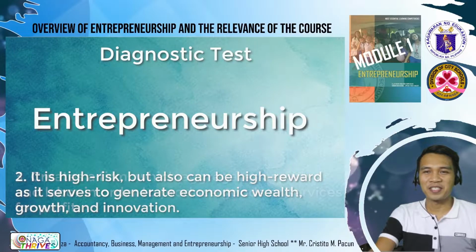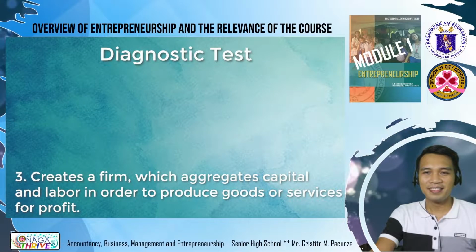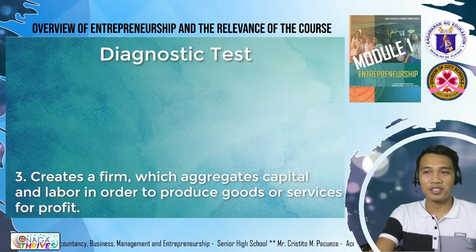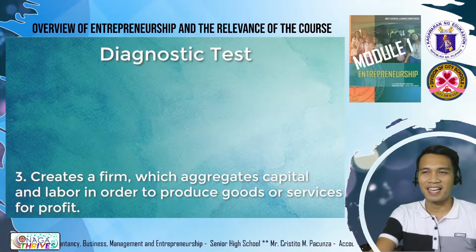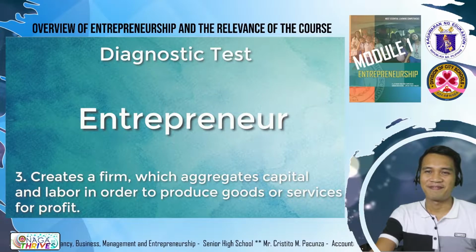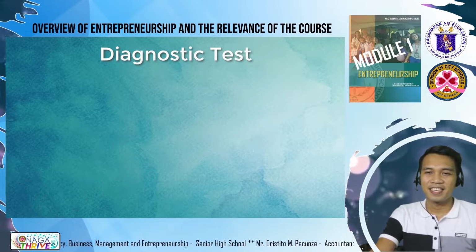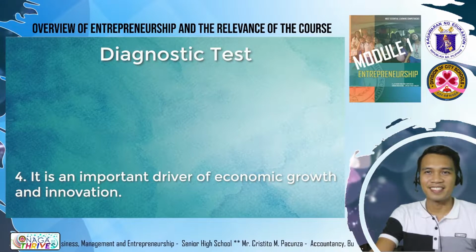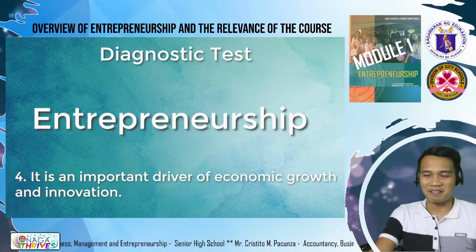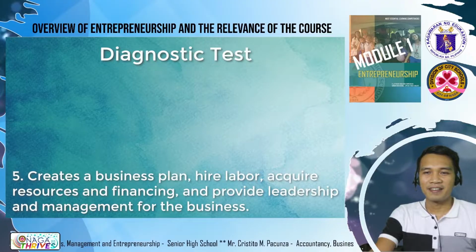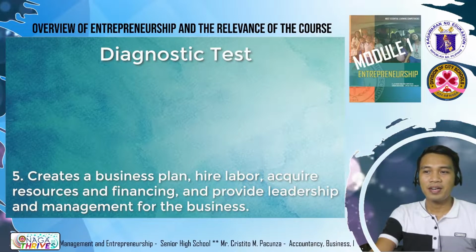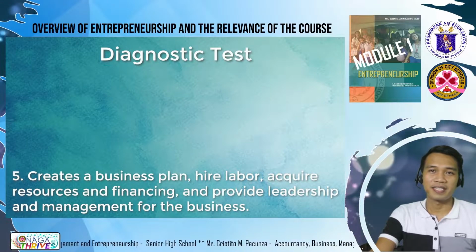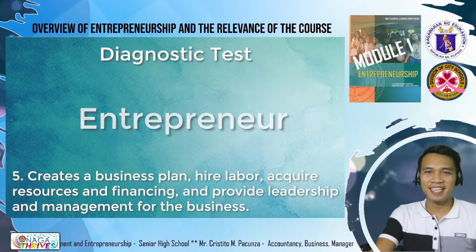Correct. It's entrepreneurship. Number three, creates a firm which aggregates capital and labor in order to produce goods or services for profit. What is that? It's entrepreneur. Great. Next, it is an important driver of economic growth and innovation. Guess. Correct. It's entrepreneurship. Number five, creates a business plan, hires labor, acquires resources and financing, and provides leadership and management for the business. Yes, of course, it's entrepreneur.